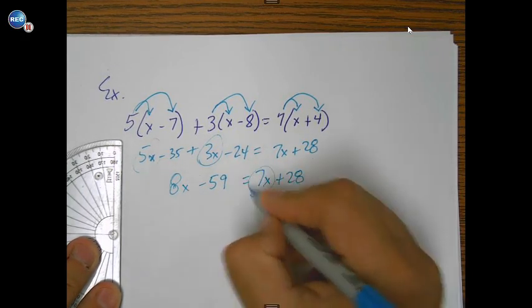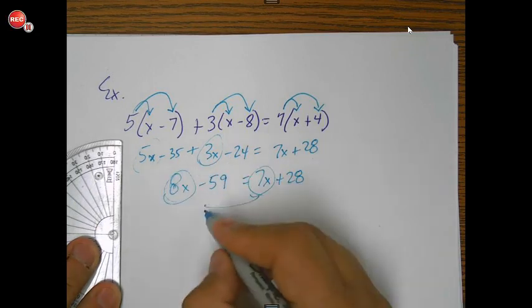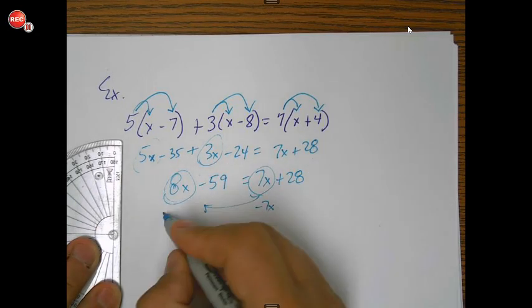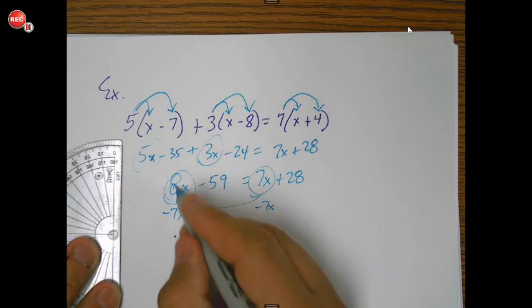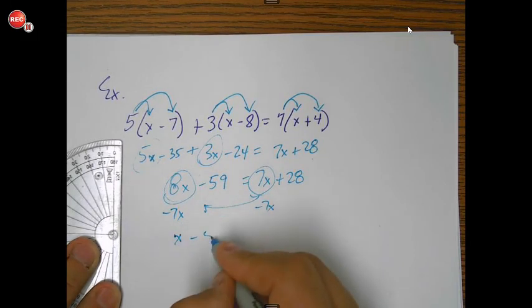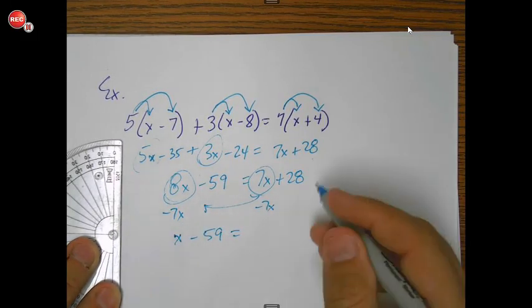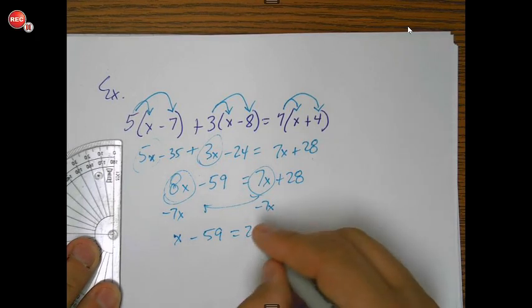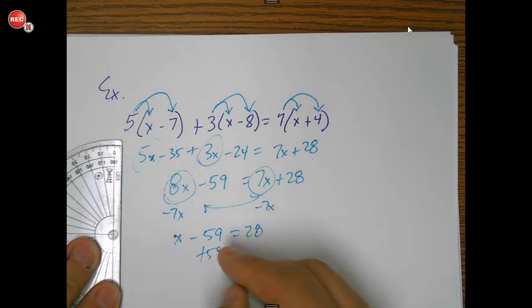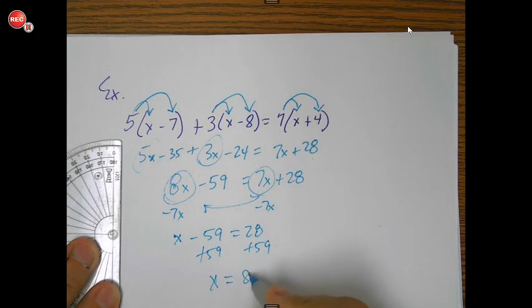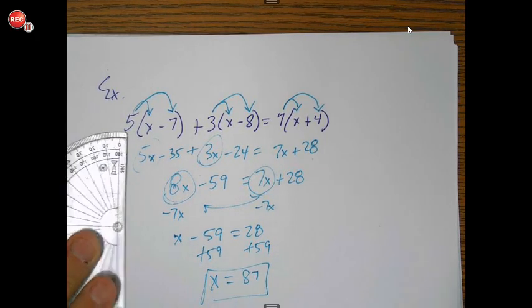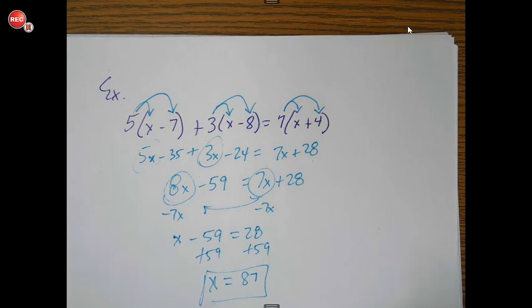Let's get the x's on the same side. Sometimes that's not easy. I'm going to subtract 7x from both sides. 8 minus 7 just gives me x. I don't have to write that 1 out in front. x minus 59 is equal to 28. Now I add 59 to both sides. And x then is equal to 87. Nice. x equals 87.